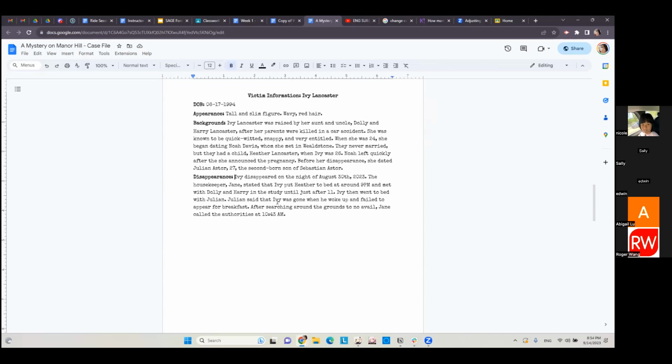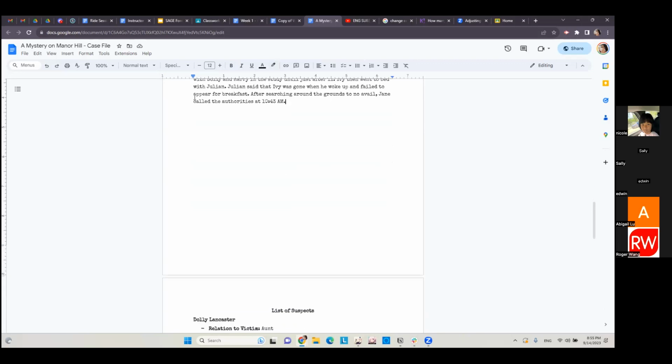Ivy disappeared on the night of August 30th, 2023. The housekeeper, Jane, stated that Ivy put Heather to bed. Heather is her daughter. At around 9 p.m. and met with Dolly and Harry, who are her aunt and uncle, until just after 11. Ivy then went to bed with Julian, who was her boyfriend. Julian said that Ivy was gone when he woke up and failed to appear for breakfast. After searching around the grounds to no avail, Jane called the authorities at 10:43 a.m. Very mysterious. It appears she has left without a trace.